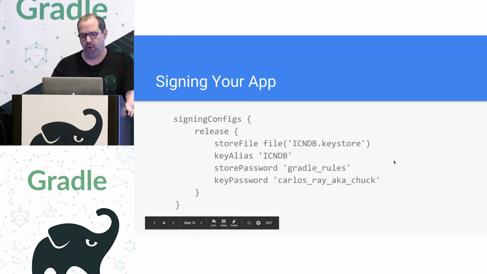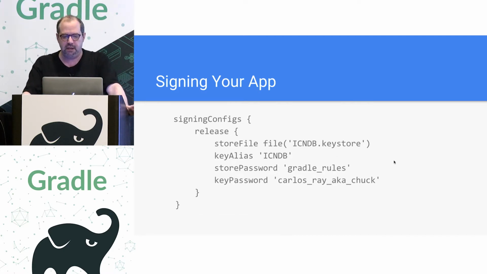And of course, nobody wants to put a key and a store password hardwired into the build file. But again, if you're experienced Android developers, you know you can put those in the gradle.properties file. You can specify them on the command line with -P. You know, there's lots of ways to get that out of there.